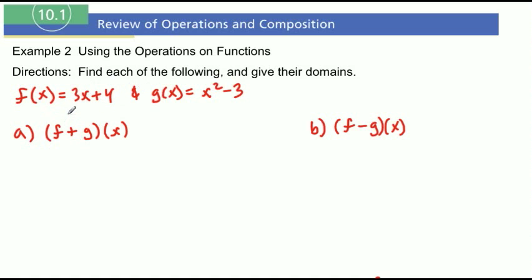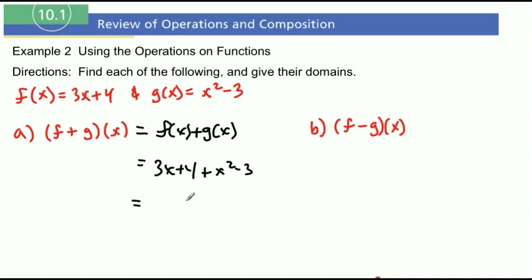So f plus g of x is the same as f of x plus g of x. Okay, we know that. Now, we can replace f of x with what's given to us. Well, f of x is 3x plus 4. So I just replaced f of x with 3x plus 4. And now I can replace g of x with x squared minus 3. And now all we do is we just combine like terms.